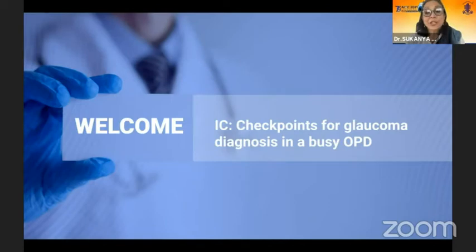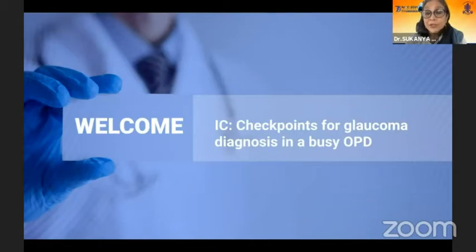Welcome to our IC Checkpoints for Glaucoma Diagnosis in a Busy OPD. Today, ophthalmologists are seeing more and more patients, and as a result, they're often quite pressed for time. In this situation, there is a tendency to miss the diagnosis of glaucoma, which may be lurking. Now, this is an unfortunate situation because at present, there are no screening programs for glaucoma.